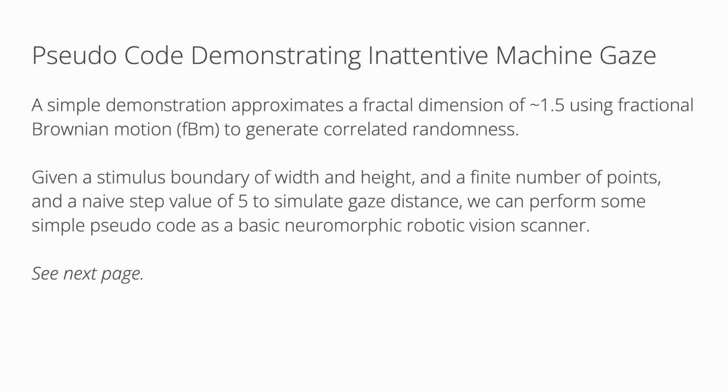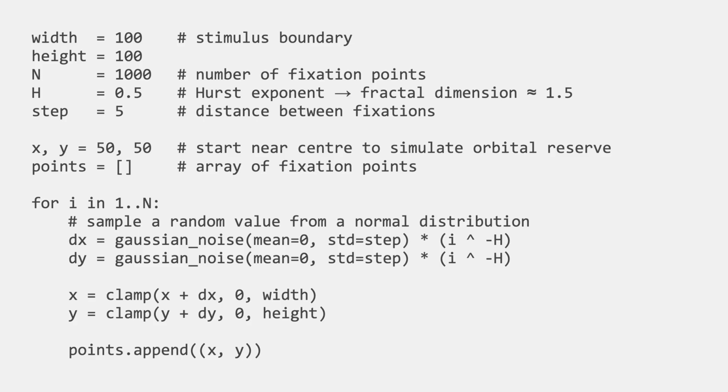Let's see how we could perform this with pseudocode. We can approximate the fractal dimension of human visual saccades to 1.5 for this demonstration, and to keep things simple, we can keep the gaze length for each step uniform. In this code sample, after setting the parameters, we can sample a random value from a normal distribution using a pseudo-Gaussian noise function, and then multiply it by i to the negative h to introduce a fractal dimension of 1.5 correlation. Finally, we clamp the results to a boundary, which can be a simulation of our visual field, for example.